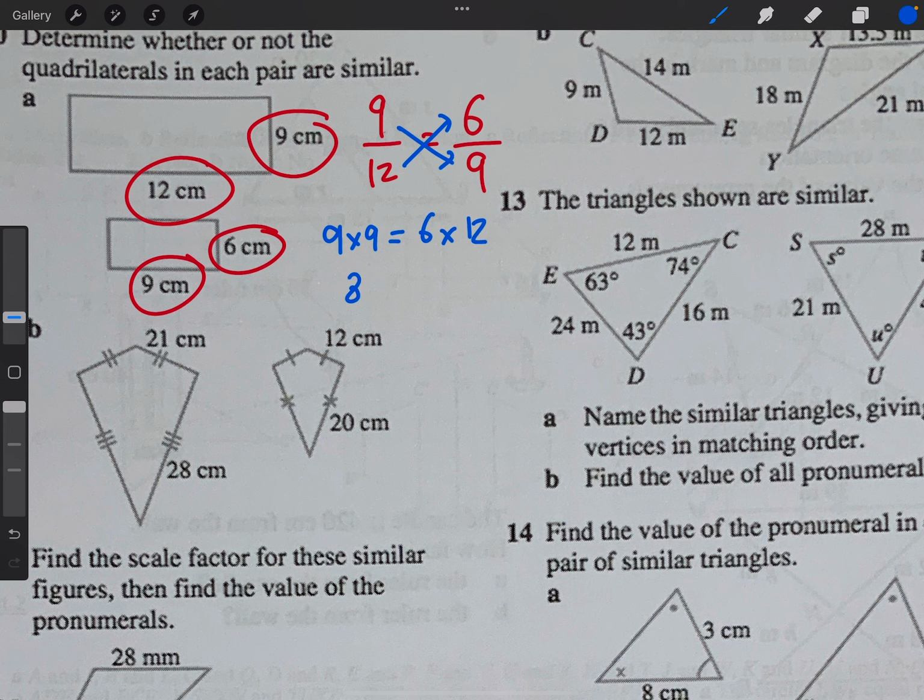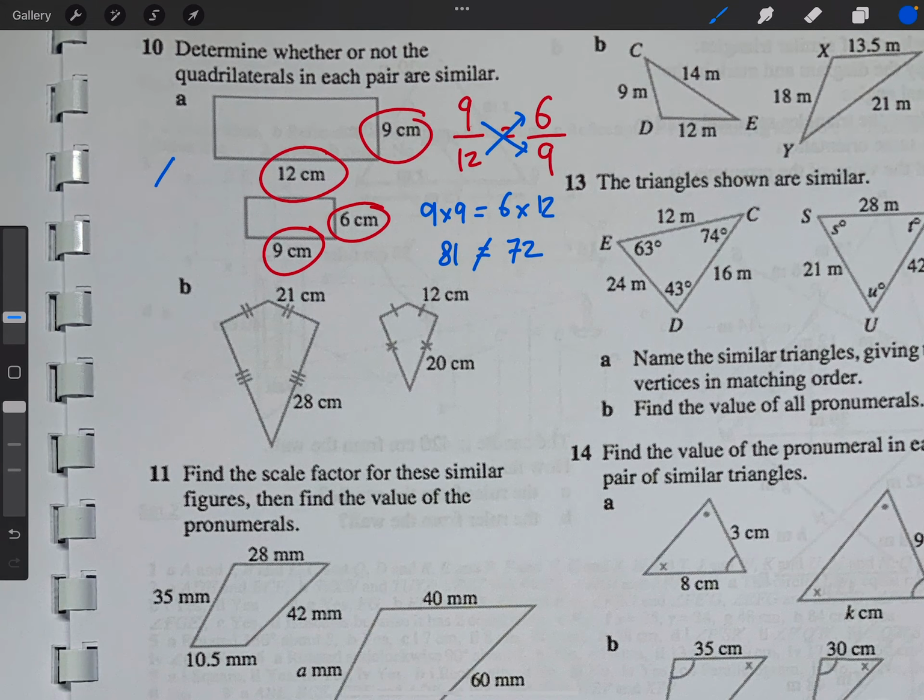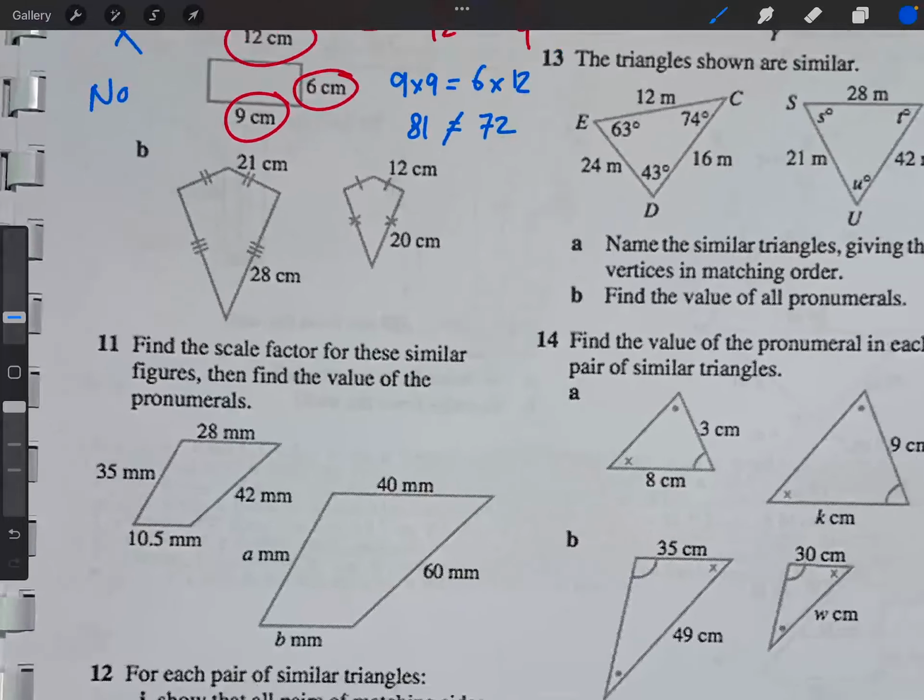9 times 9 is 81. 6 times 12 is 72. So 81 is not equal to 72, so therefore this is not similar. So no. Now let's look at the next one.